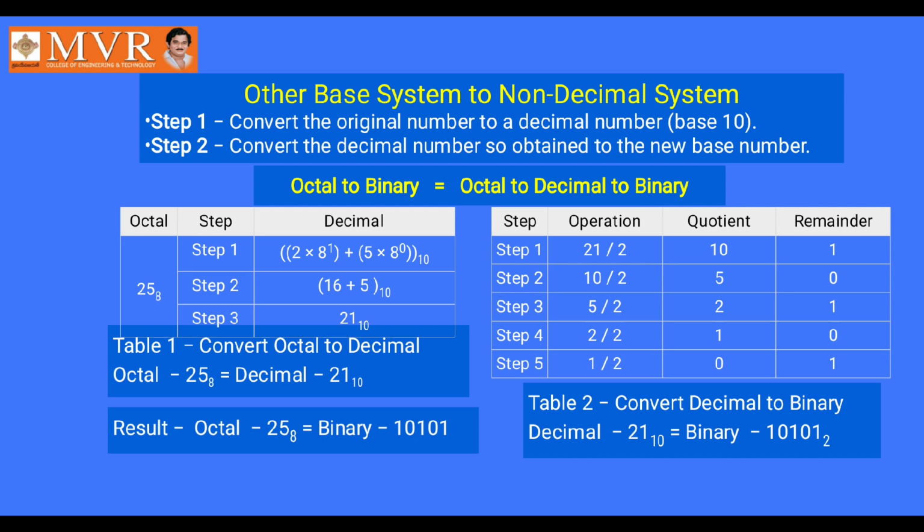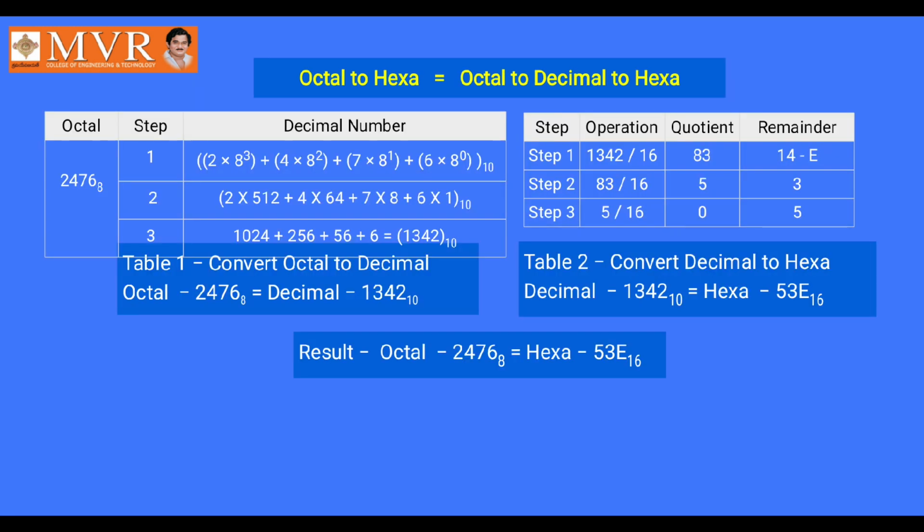Now let us discuss octal to hexa. Same procedure. First convert the octal value to decimal, then decimal to hexa. If you want to convert an octal value to decimal, you know very well. 2476 is the example I have taken. There are 4 positions from 0 to 3. So 2 into 8 cube, 4 into 8 square, 7 into 8 power 1, 6 into 8 power 0. Add all these results together and you will get the decimal value 1342. This is the decimal value, not hexa. The first step, converting octal to decimal, is over. Now convert the decimal to hexa.